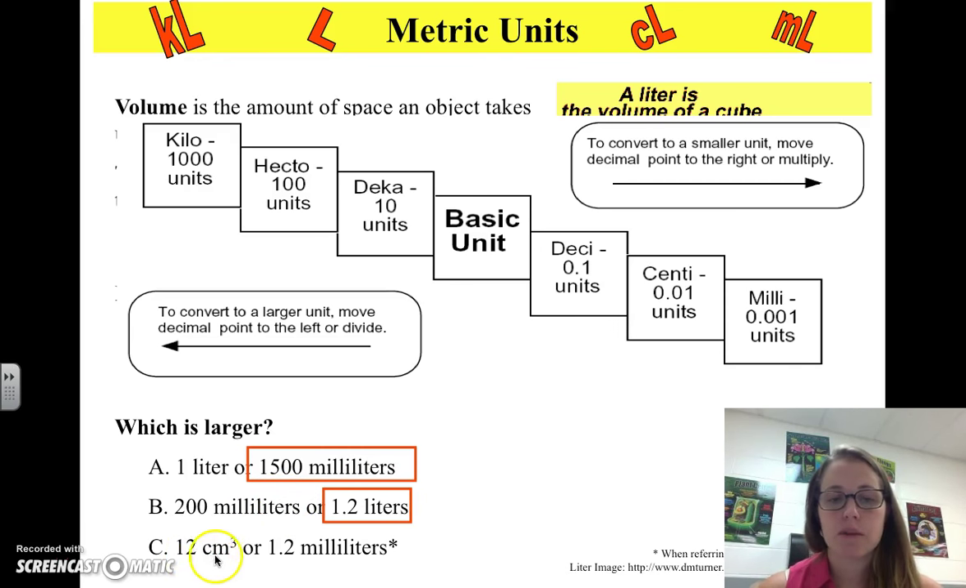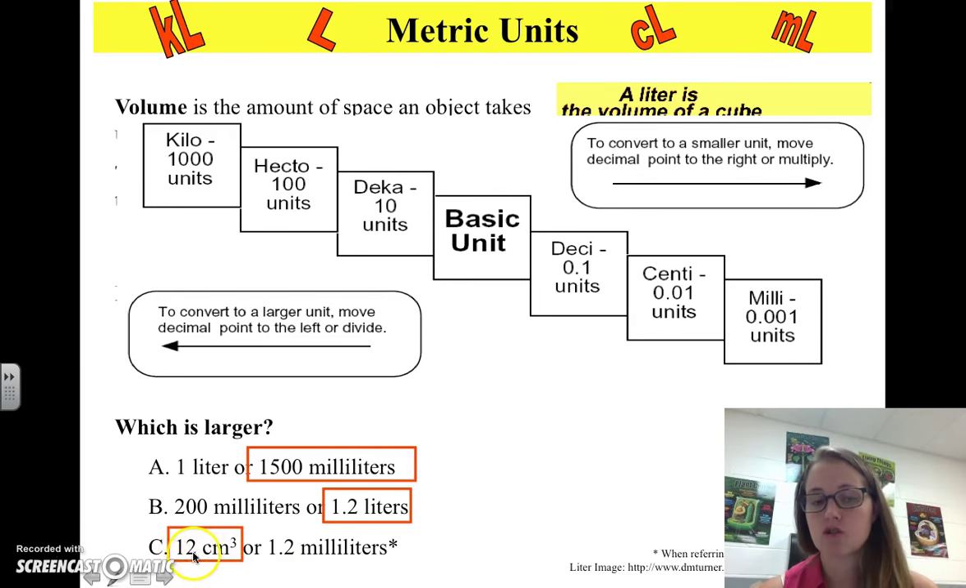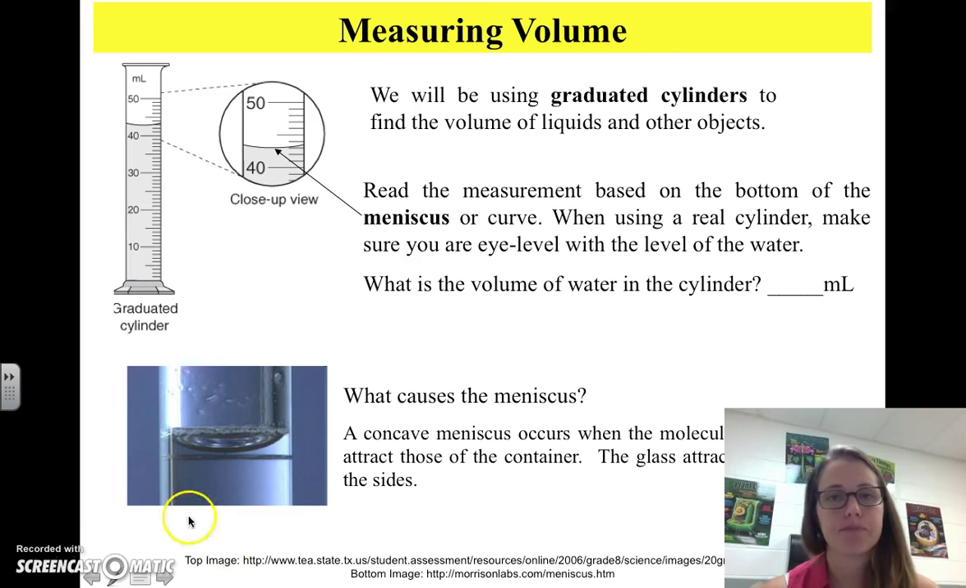Here, 12 centimeters cubed or 1.2 milliliters. Now, if we remember, guys, 1 milliliter and 1 cubic centimeter are the same. Okay, they are the exact same. So if I'm looking at 12 cubic centimeters, that means I'm also looking at 12 milliliters. So what is going to be bigger, 12 milliliters or 1.2 milliliters? It's going to be the 12 milliliters or 12 centimeters cubed.